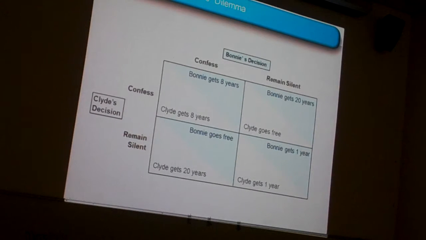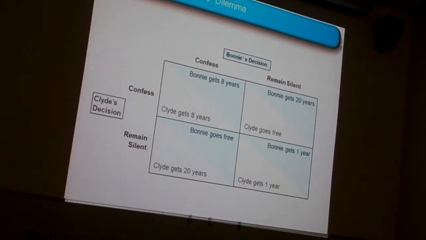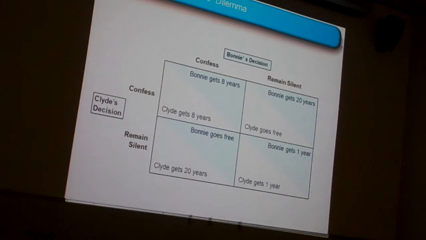Now, maybe I should explain this a little bit more. So let's say if Bonnie confesses and then Clyde confesses, separately and independently, you each get 8 years. If Bonnie says I didn't do it or denies it, and then Clyde confesses, he goes free and Bonnie gets 20 years. If they both remain silent, then they both get 1 year. Now again, assume that you're Bonnie. You have no control over what Clyde says, right? You have no way to know what he's going to say, and you have no influence. What's the only choice you have?